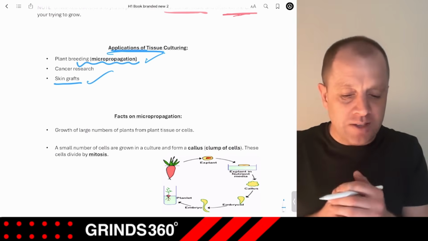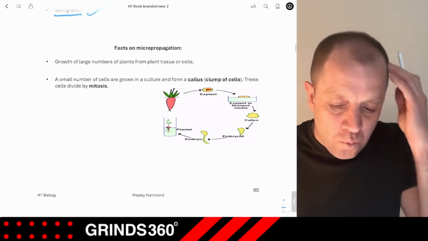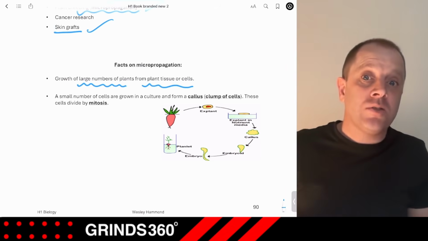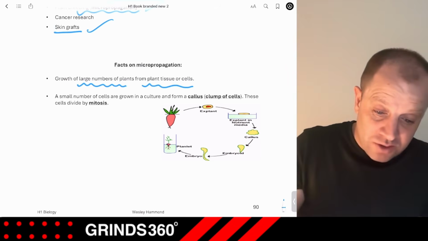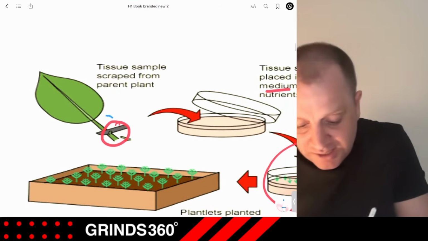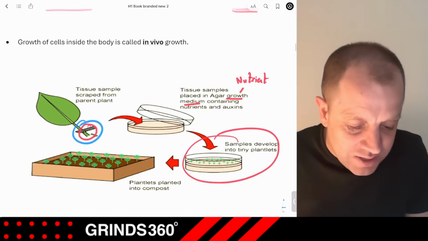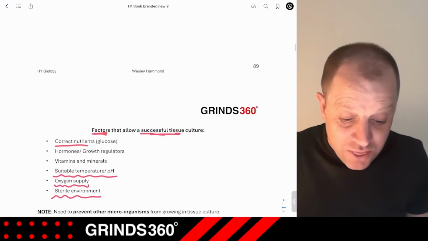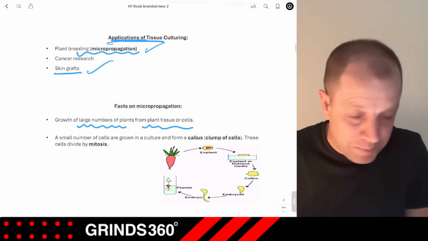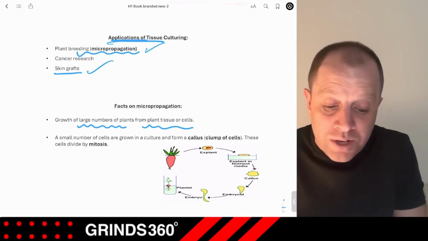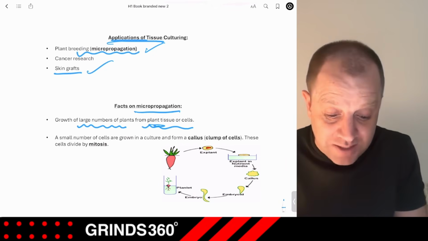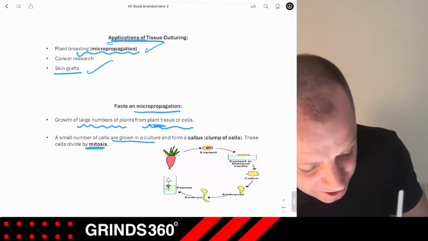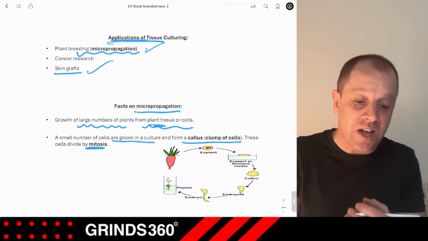Micropropagation and skin grafts, or you could say cancer research, but I'm going to go for these 2 in a little bit more detail. So micropropagation, what is that? It's where we're growing a large number of plants from cells. So look what we're doing. You're taking cells from the plant. You grow these cells in the environment that will allow them correct nutrients, suitable temperature, suitable pH. And these plant cells or animal cells, could be skin cells, whatever it is. Well, in this case, it's micropropagation, so it's plant cells. These cells will grow. They'll divide by mitosis and they'll form a callus, a clump of cells.